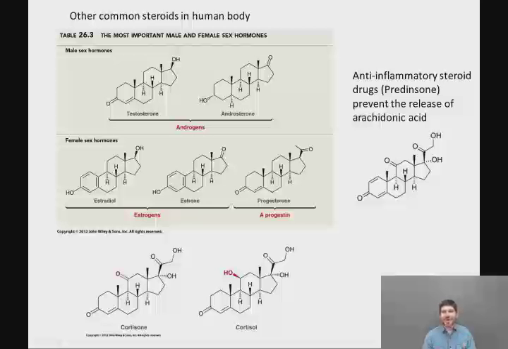Prednisone can be taken orally, and its function is to actually prevent the release of arachidonic acid. And as we're going to look at in the next lesson, arachidonic acid gets cyclized to give prostaglandins, which are responsible for the inflammatory response.